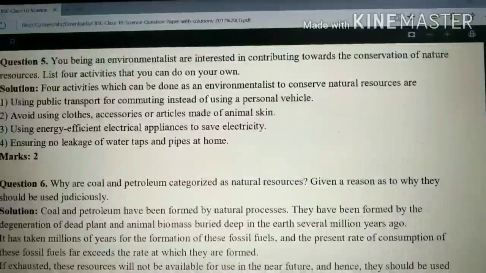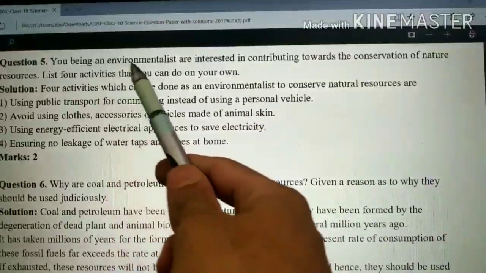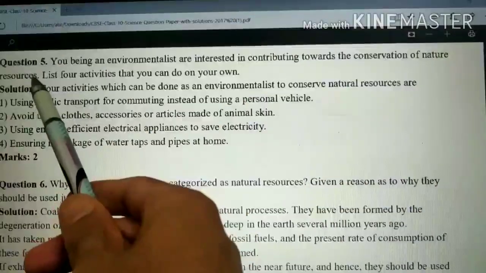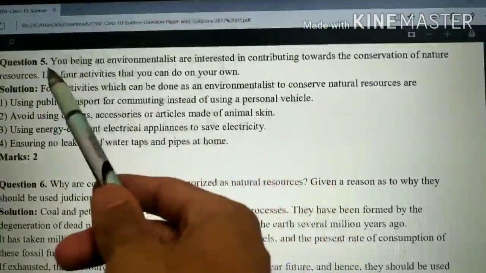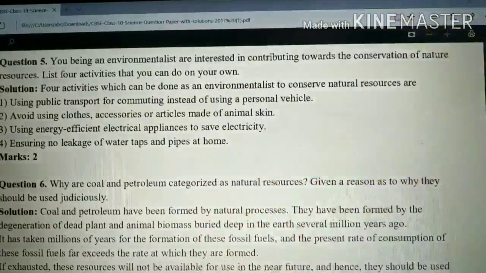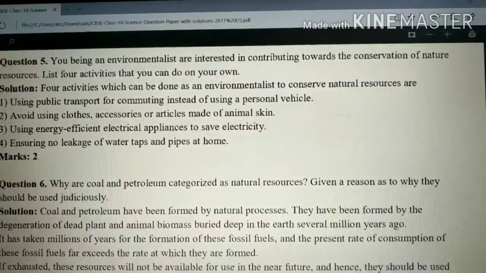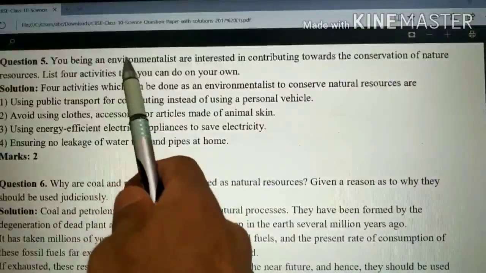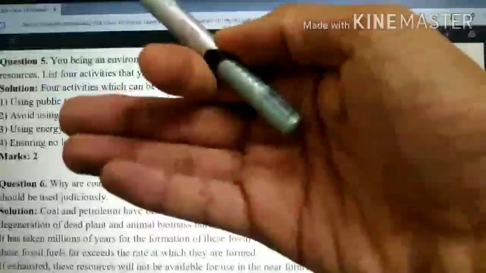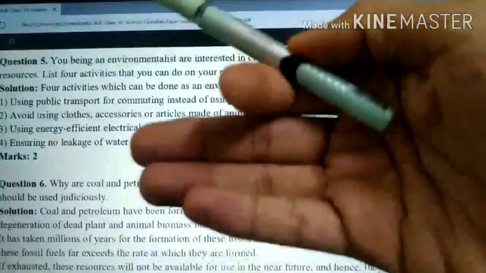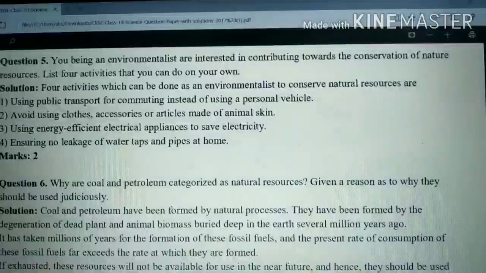That is very important. You, being an environmentalist, are interested in contributing towards the conservation of natural resources. List 4 activities that you can do on your own. You have to be an environmentalist, you have to make the environment pollution free. So what habits should you follow? Be positive, write positive points. You have to love the environment and aim to make it clean. So many activities are there.